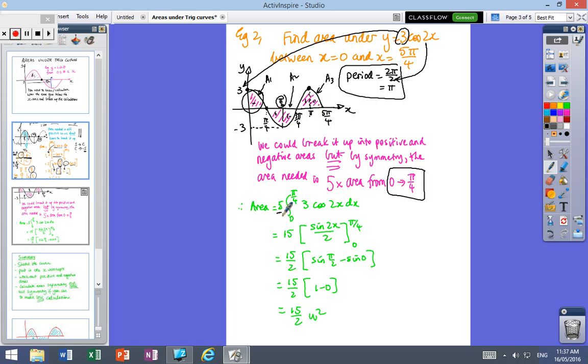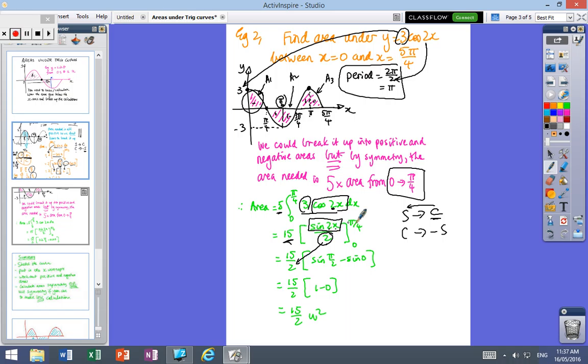So first thing I do is 5 times the area, and the integral is 3 cos 2x. So first thing you do is bring the 3 out, so you've got a 15 out the front. Now again, I always write sine goes to cos when you're deriving, cos goes to minus sine. So if I've got cos and I'm integrating, I must go back to sine. So cos 2x becomes sine 2x, but then you have to divide by the derivative of the function, so that's divided by 2. Then that 2 can come out. So now we've got 15 on 2.